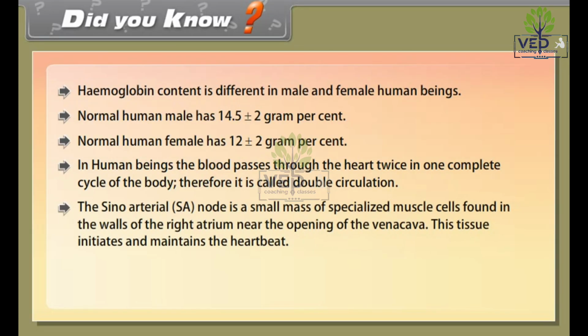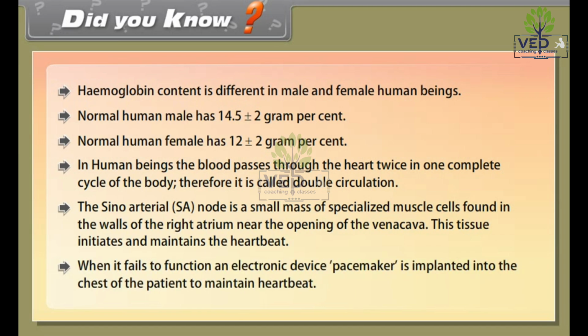The sinoatrial (SA) node is a small mass of specialized muscle cells found in the walls of the right atrium near the opening of the vena cava. This tissue initiates and maintains the heartbeat. When it fails to function, an electronic device, a pacemaker, is implanted into the chest of the patient to maintain heartbeat.